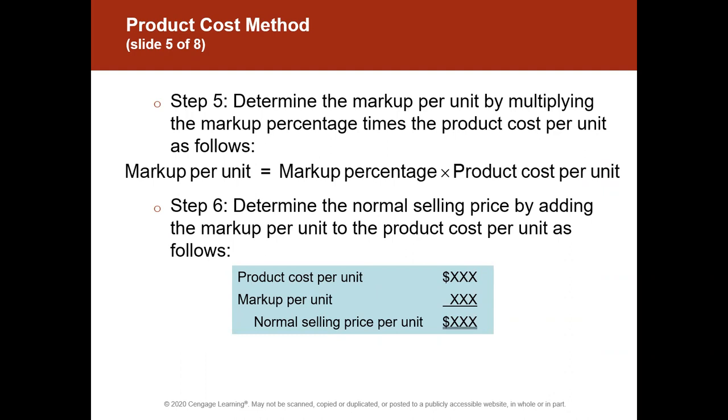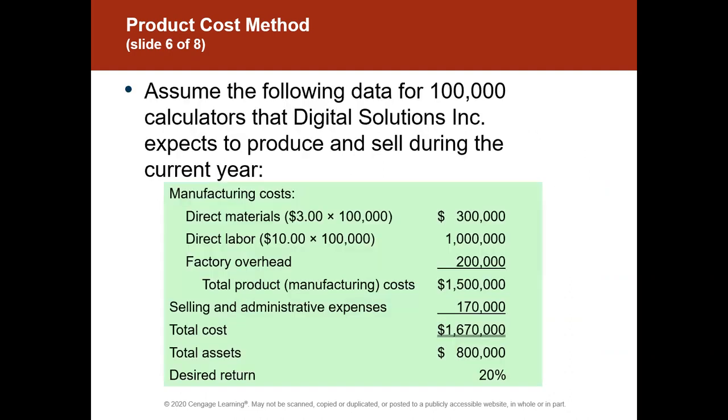Okay, so it's actually not crazy hard. It's just a process. So here's our example. 100,000 calculators that Digital Solutions expects to produce during the year. Here's our manufacturing cost: direct materials, direct labor, factory overhead. So our total product costs are 1.5 million. We have an additional selling and administrative expense of 1,670,000. So there's our total cost, our total assets, and then our desired return.